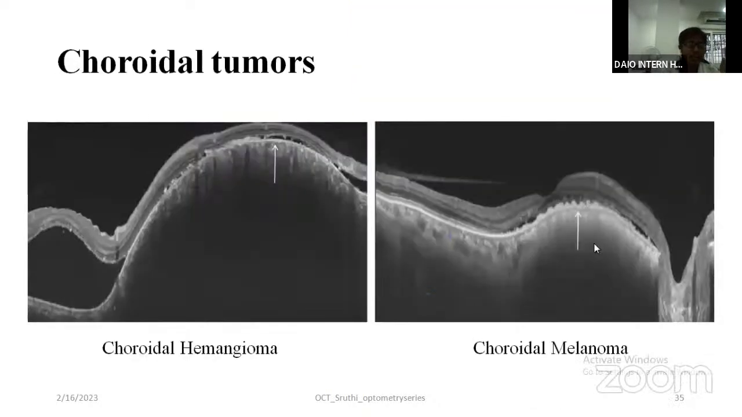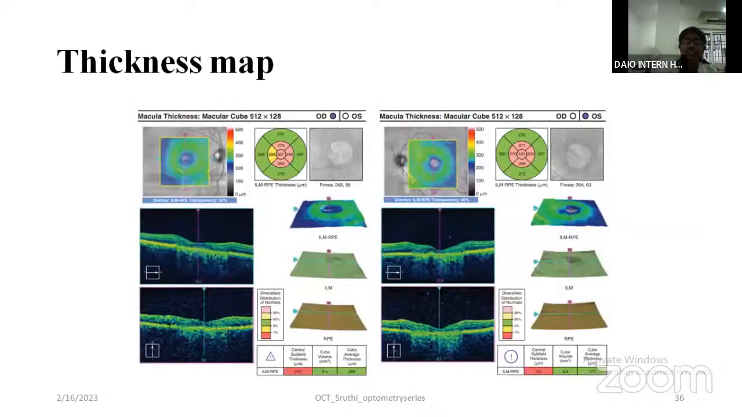Choroidal tumors. Lumpy protrusions of RPE and Bruch's complex are seen. In the first image, in choroidal hemangioma, choriocapillaris are preserved, but in the second image, in choroidal melanoma, the choriocapillaris are lost, and distortion and compression of the choroidal vessels are also seen there. And this is a thickness map of OCT showing a different thickness of the retina in a circular map.